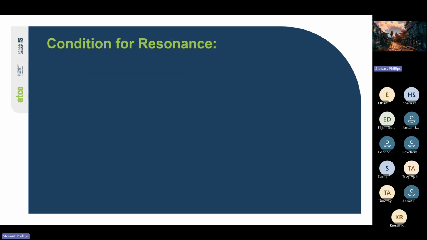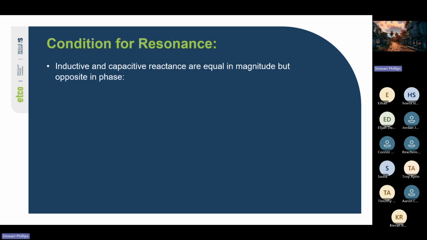Cool. So, conditions for resonance. We would have to have an inductive and capacitive reactance of equal magnitude, but opposite in phase. So we would state that XL equals XC. That means the total opposition to current flow is therefore purely resistive. And depending on the circuit, that means we could get quite a low resistance if we were using the reactance to counteract current flow.